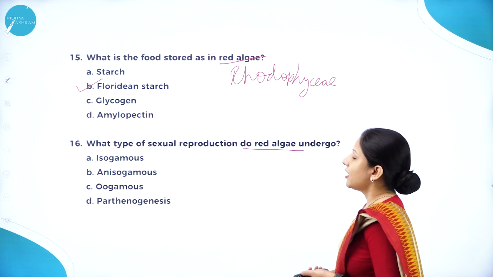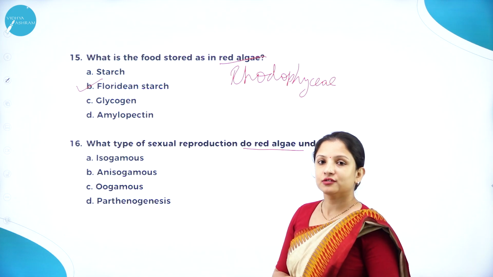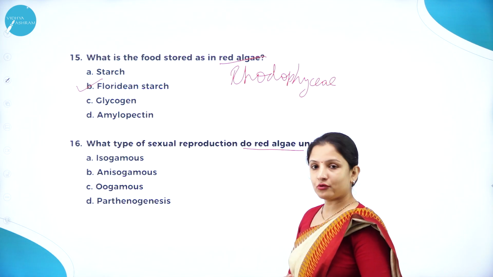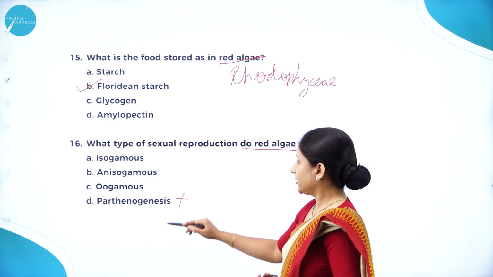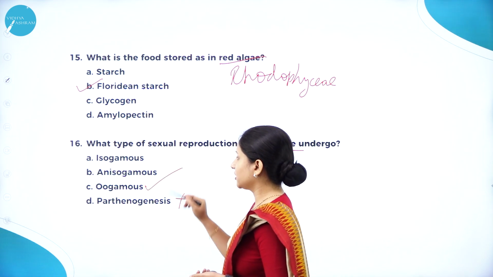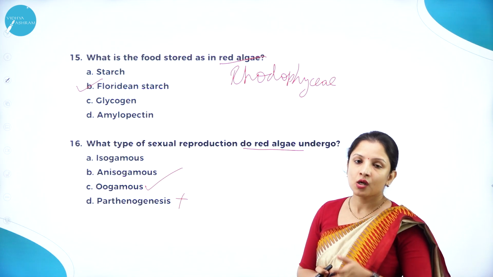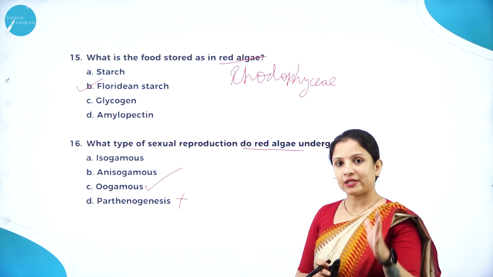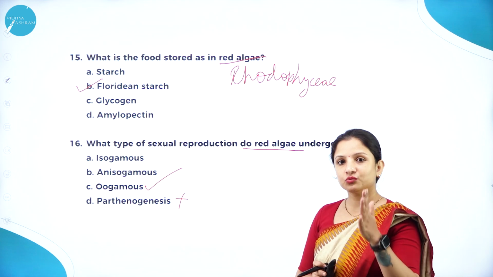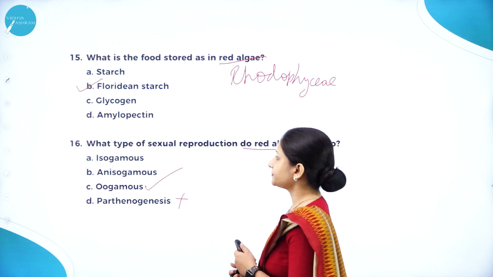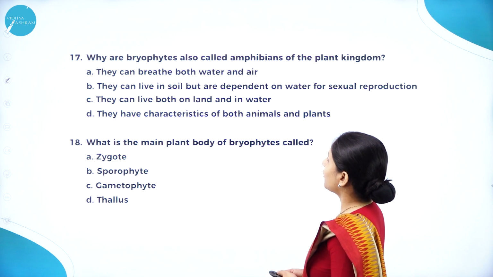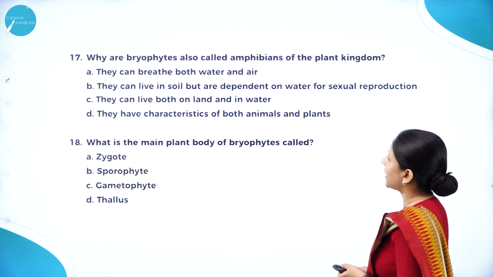Red algae. There are different forms of reproduction: isogamous, anisogamous, oogamous. Parthenogenesis doesn't come under this, so we can eliminate this. It is oogamous, particularly oogamous, wherein one large non-motile female gamete fuses with a smaller motile male gamete. It is oogamous. Next question, why are bryophytes also called amphibians of the plant kingdom?